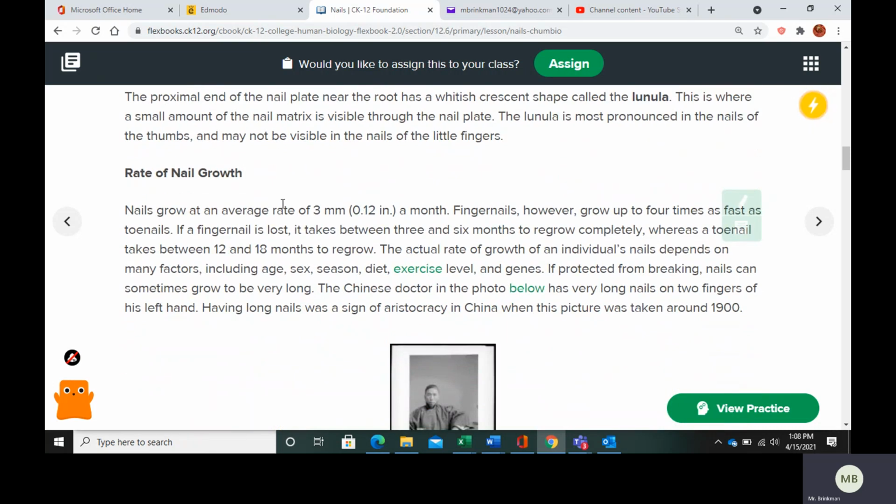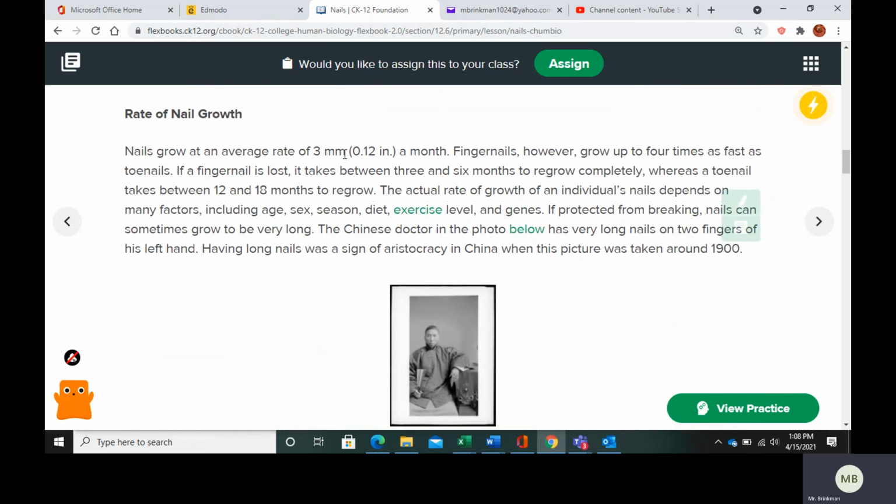So the nail grows at an average rate of 3 millimeters a month. And if you've had me in earth science, that's about the rate that the earth's plates move. Fingernails grow up to 4 times as fast as toenails. So if you lose a fingernail, you're going to get it back in 3 to 6 months, which is a long time. And then it takes between a year and a half to regrow a toenail. And this is also going to depend on some other factors such as your health.